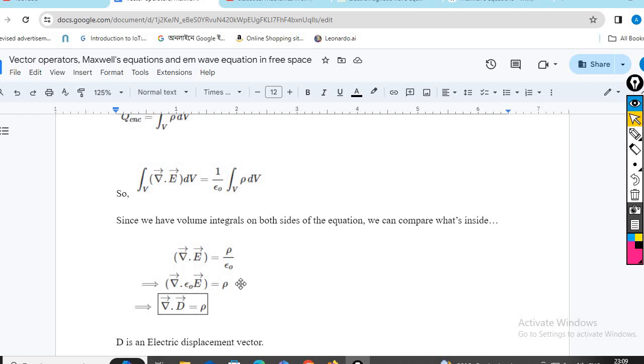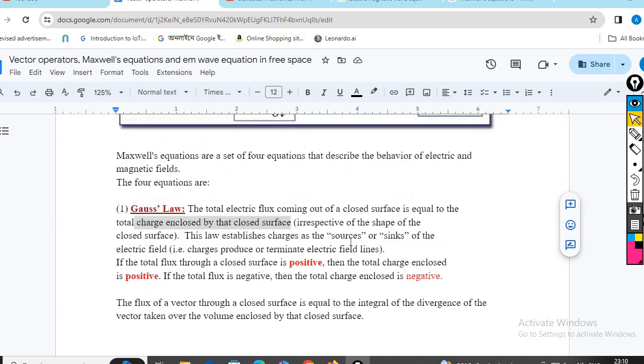A simple arrangement. So you can just take epsilon 0, and this is given by capital D. So capital D is known as the electric displacement vector, or sometimes it's called the displacement vector field. So what does it say? Here it gives us an idea about the divergence of electric field.